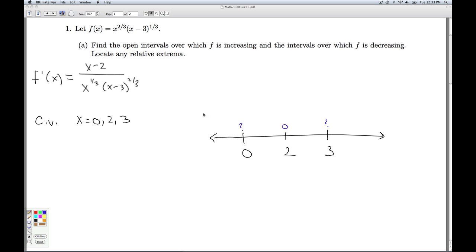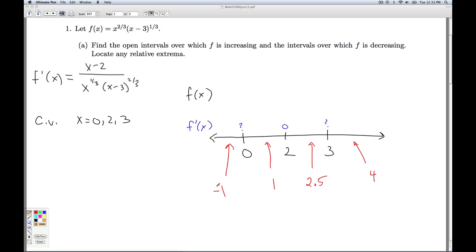Okay, so what I'm doing is looking at what's going on with the derivative, and then from that I'm going to glean information about what's going on with the function. So I have to pick some test values. So your favorite number less than 0, favorite number between 0 and 2, favorite number between 2 and 3, favorite number bigger than 3. And I'm going to check to see if the derivative is positive or negative in there.